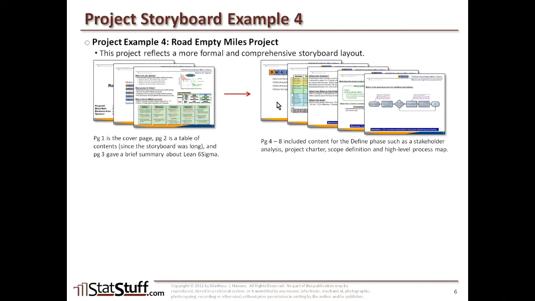In the define phase we hit the critical elements that you might expect to see, like the ARMI, which is the stakeholder analysis, the elements of a project charter, defining the problem and some of the goals, the scope, what's included, what's excluded, and also a high-level process map. Again, those key elements that you'd expect to see in a typical define phase are the ways that we just kind of laid that out.